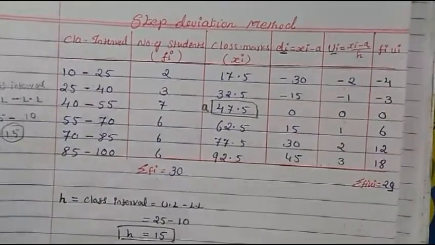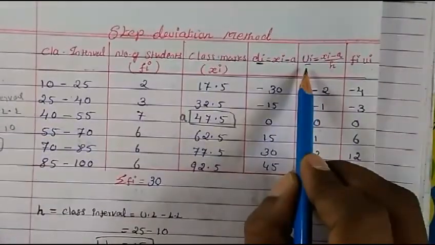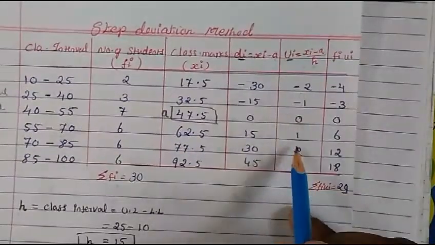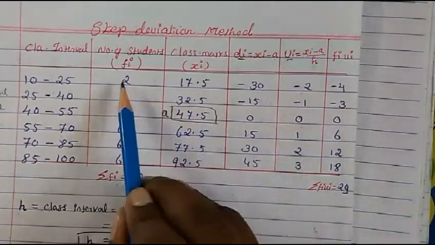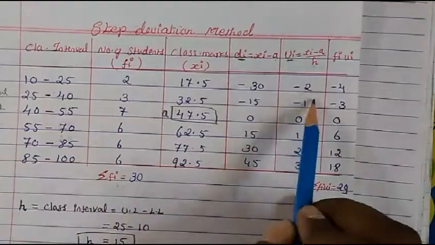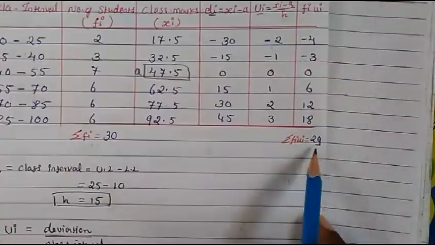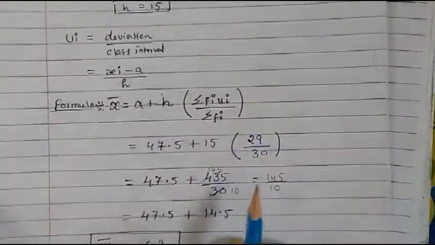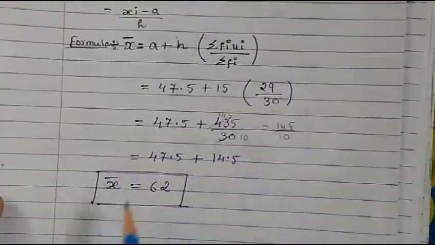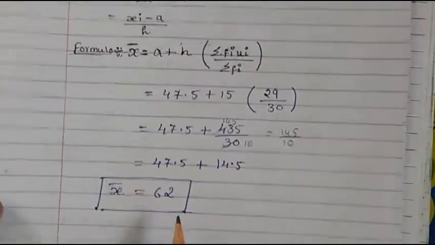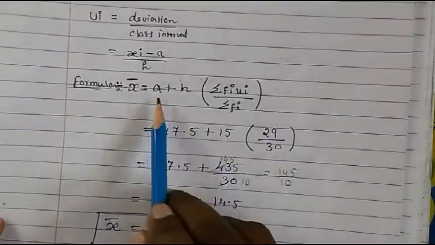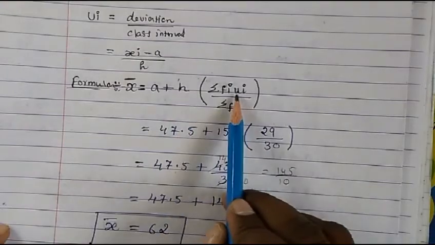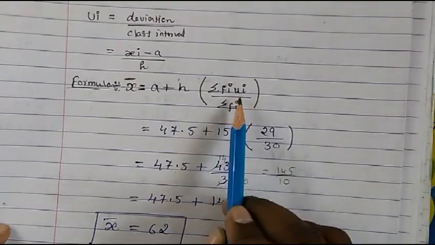Then in the step deviation method, you add one more step, that is ui. With all these steps, see, it becomes still a smaller number. So your multiplication becomes a very small number, and your total has also become very small. So that becomes very easy for you to calculate with a smaller number. Your answer is the same. And the formula is also the same as the assumed mean method, where you have a. In that, h you have to add, and here instead of xi you have to put ui.